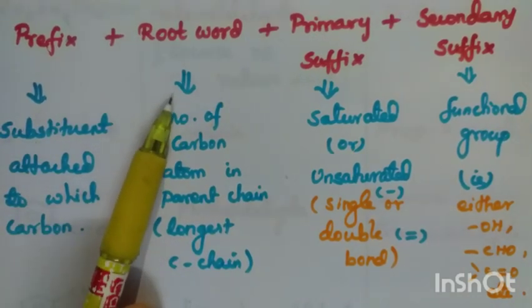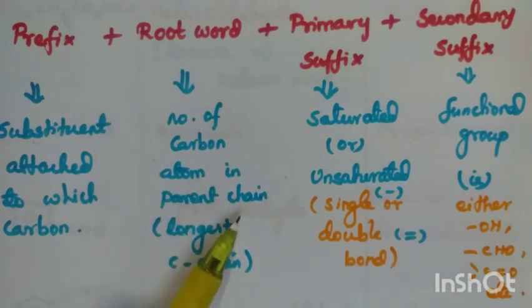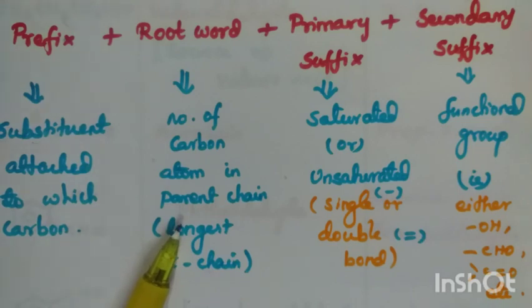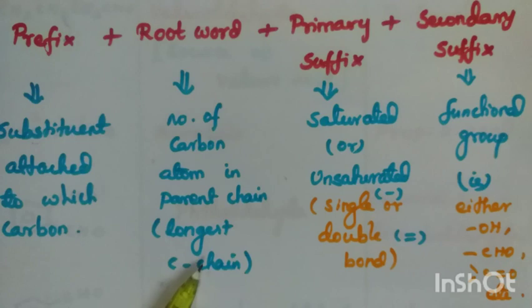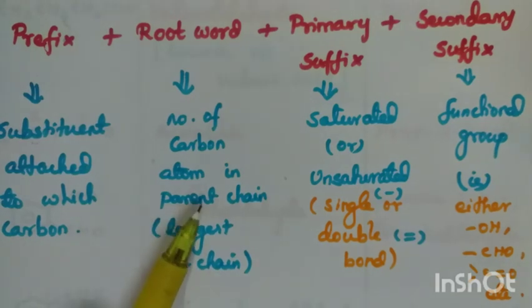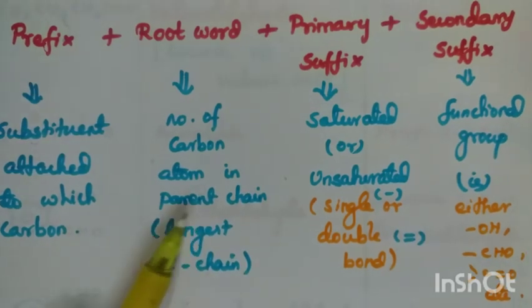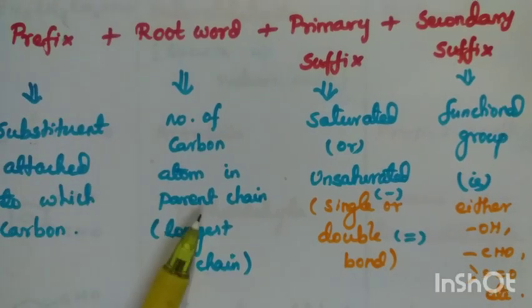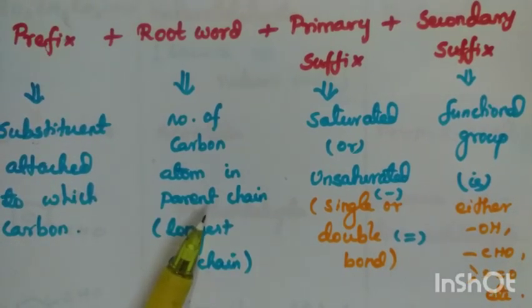Then find the root word. What is that root word? That is the number of carbon atoms in the parent chain, that is the longest chain. First you have to number the carbon atoms. Totally how many carbon atoms are there? Find out the longest chain, that is our parent chain. So first you write the substituent, then find the number of carbons, that is the root word. If only the compound is given to you, first number the carbon. Which is the longest chain? Consider that as the parent chain.